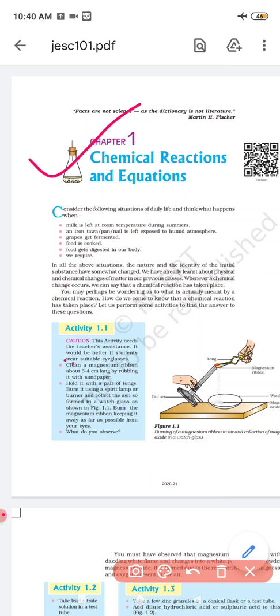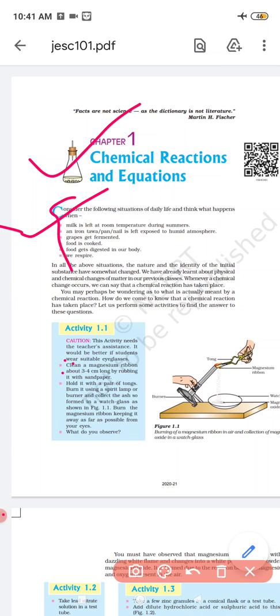Okay, to understand chemical reactions, see your surrounding area, you will understand. See, some examples are given in your book. Okay, if you keep milk at room temperature, after 24 hours you will notice the milk is spoiled. Okay, see how grapes get fermented, see how food is cooked, how we respire, the digestion process, the respiration process, the excretion process, all are examples of chemical reactions.